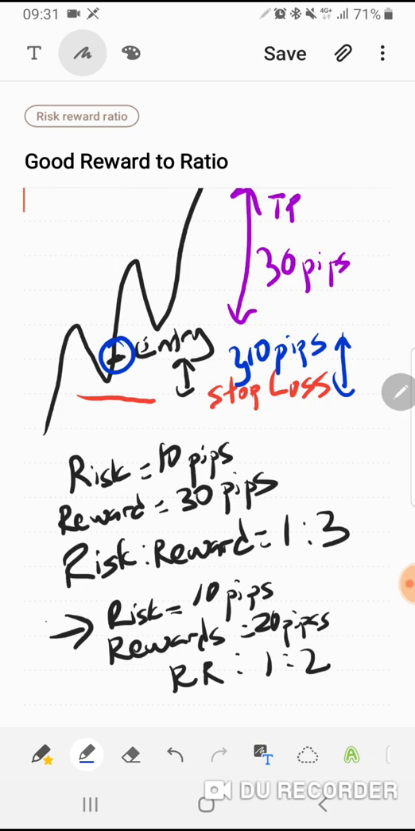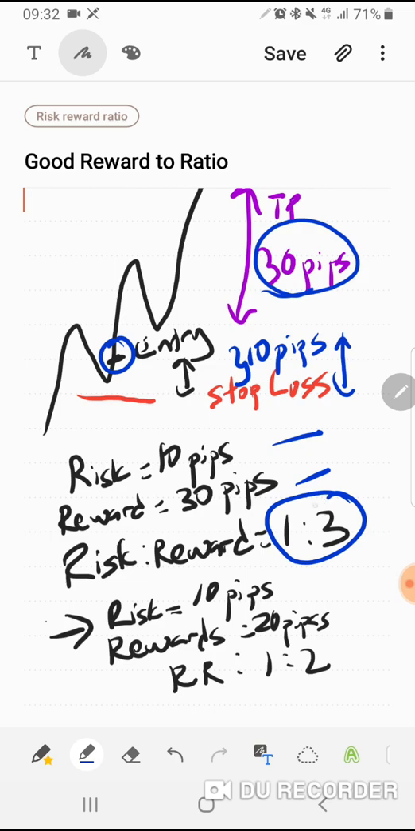At least it should be above 10 pips, otherwise it will not make sense. So in this case, let's say I just take an example, it's 30 pips. So risk is 10 pips, reward is 30 pips, so your risk reward is 1 to 3. That's how you calculate. Similarly, if you take a risk of 10 pips and the reward is 20 pips, your risk reward will be 1 to 2.